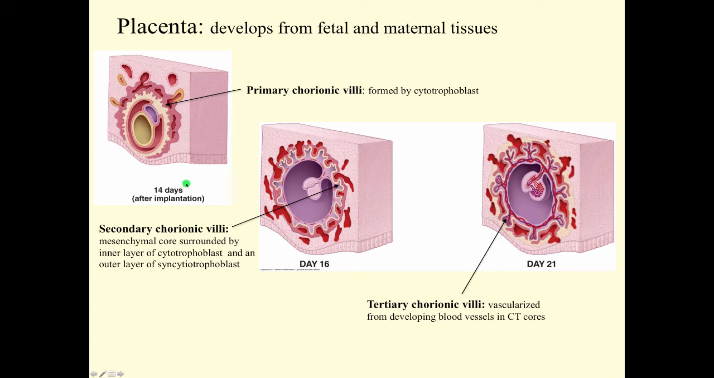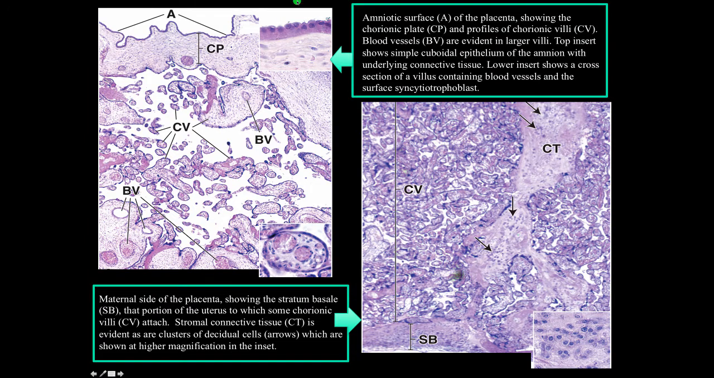So you can look at these primary chorionic villi that are formed by about 14 days after implantation, and then at 16 days after implantation, you're seeing the secondary chorionic villi. 21 days after implantation, you have well-defined tertiary chorionic villi. Here's a histological view of the amniotic surface of the placenta. It shows the chorionic plate and profiles of chorionic villi.